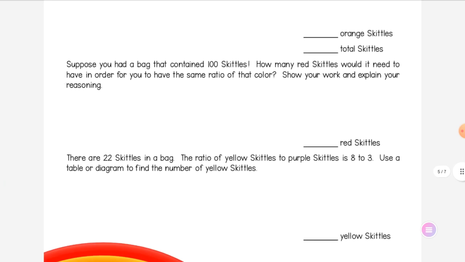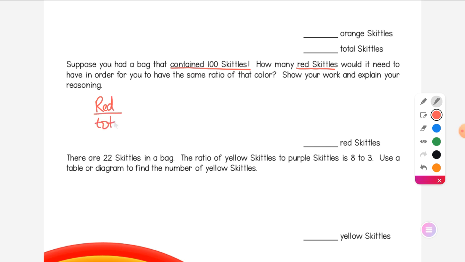So we have to find our 2 things we're focusing on. What are my 2 focuses in this problem? Why is it red and total? Because it says red. Yeah, because the bag contained 100, which means it's a total. So this one we should have had red over total somewhere, or R over T.